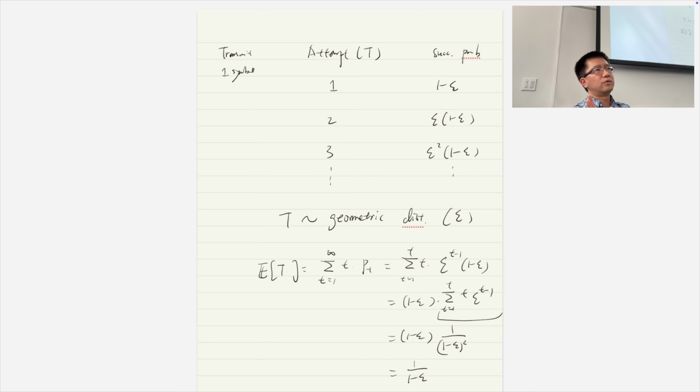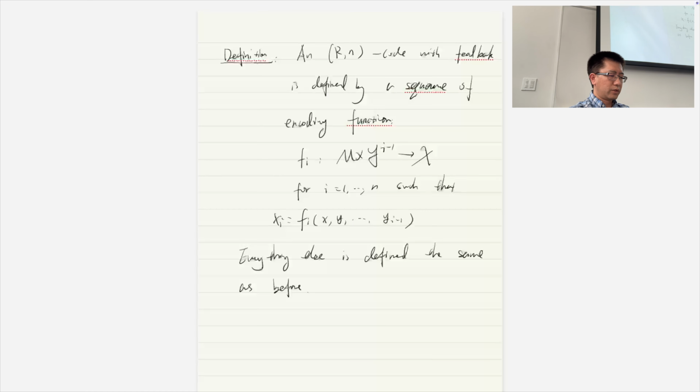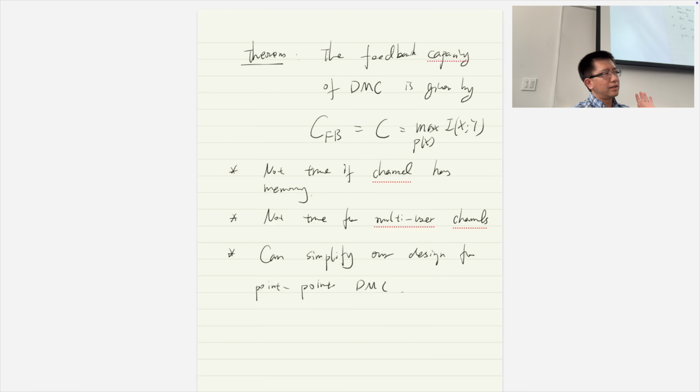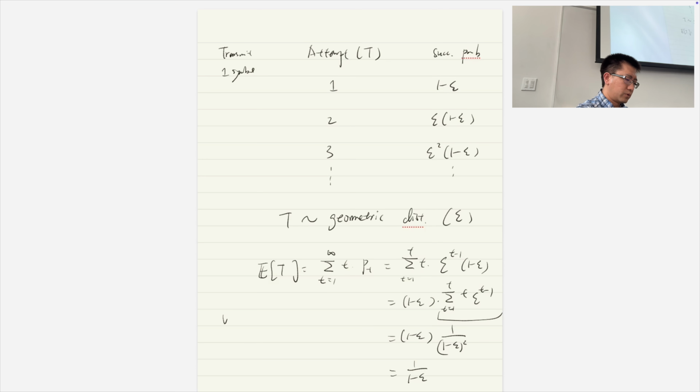But now we deviate from our definition a little bit, right? For our definition, what we're working on is, where is it? This is an (n, R) code, right? Where n is the fixed code length. Okay, but this example is a little bit different from what we said before, right? We're working on a variable length code, right? So this will result in a variable length code. Okay, a variable length feedback code.